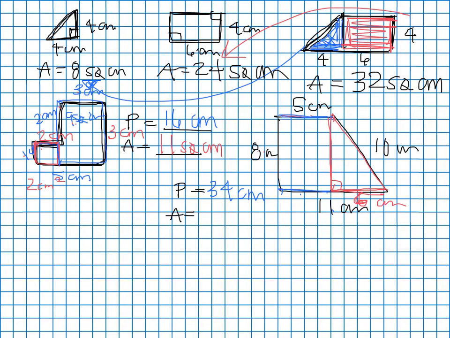Does that make sense? The total is 11. We know that part of it is 5, so whatever is left over is going to be our base. So now we're going to take base times height, 6 times 8, which is 48, and divide it by 2, and we're going to get 24 centimeters squared. And then here, we're going to take length times width, and we're going to get 40 centimeters squared, and add those together, 40 plus 24, you're going to get 64 centimeters squared.